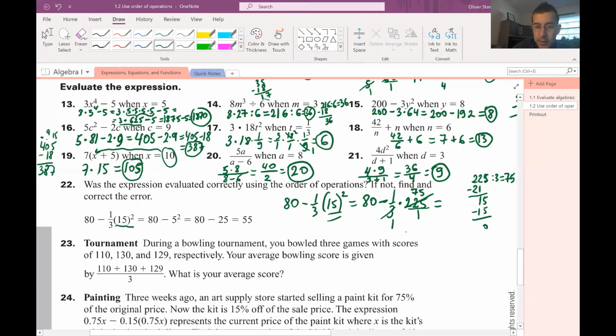So this now becomes 80 minus 1 times 75, which is 75. 80 minus 75 is 5. So 5 is the answer, not 55. So this was incorrect. The correct answer is 5. Number 23.